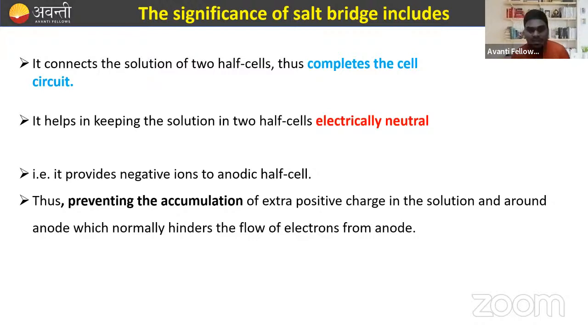So you understand the meaning of this, right? Because generally what happens, the anode is positive, right? So a large number of positive charges accumulate near it and the further movement will stop. To avoid this, to prevent the accumulation of extra positive charge in the solution around the anode, which normally hinders the flow of electrons, we use a salt bridge because it provides negative ions to the anodic half cell.